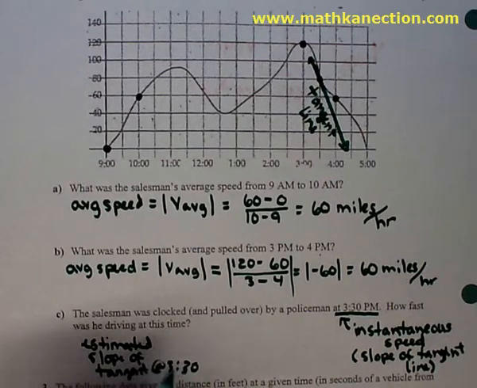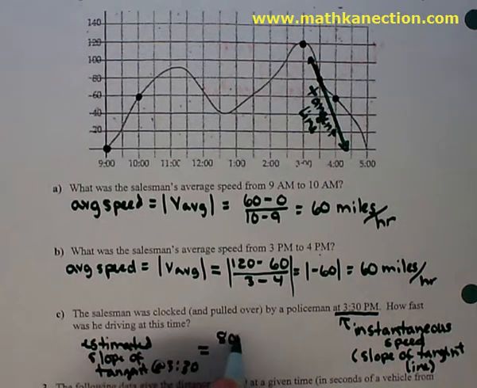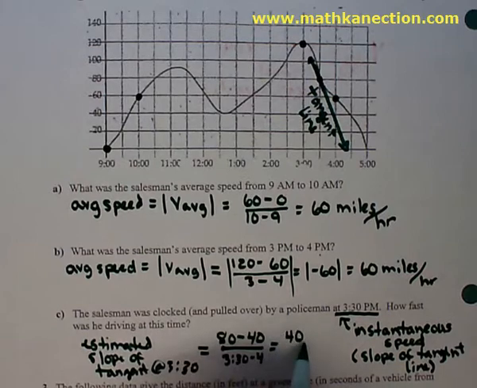And using 2 points that fall on that line, it looks like approximately 80 minus 40 over from 3:30 until 4 o'clock. From 3:30 to 4 o'clock is a half hour. So we have in the numerator 40 divided by the half hour in the denominator, which makes 80 miles per hour.